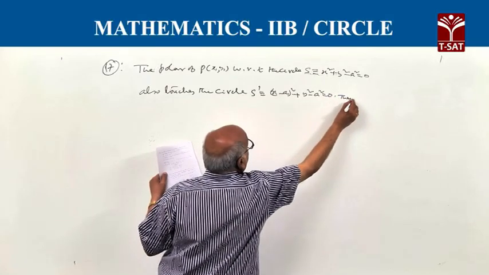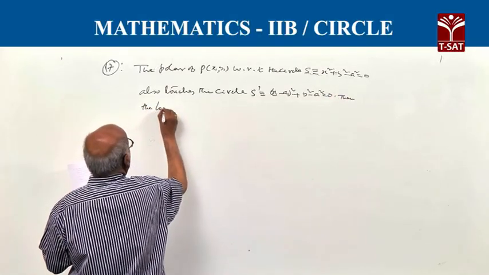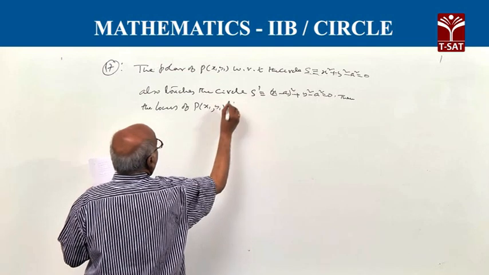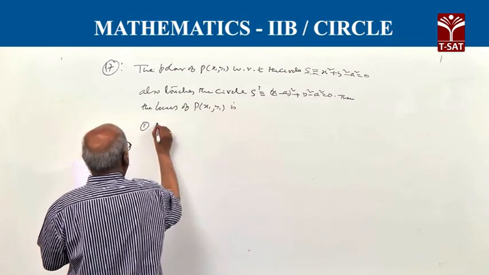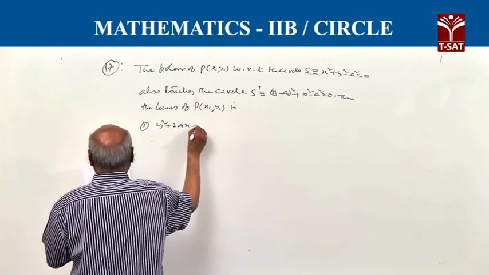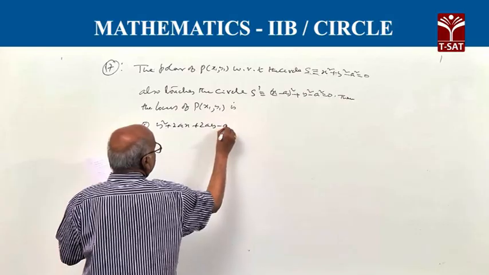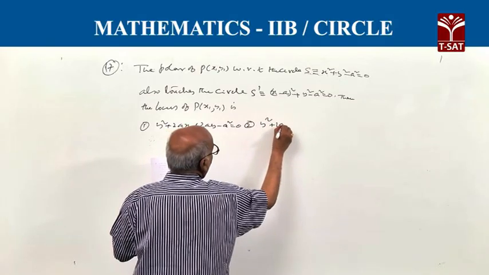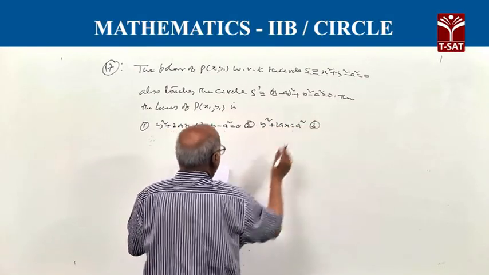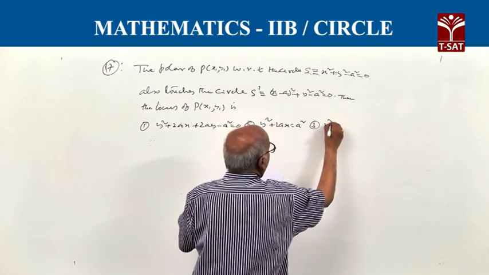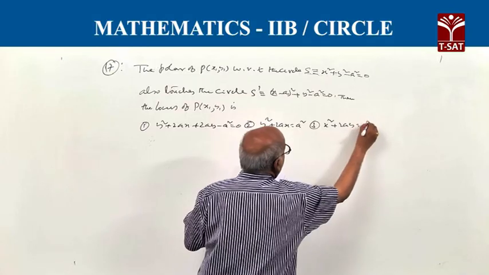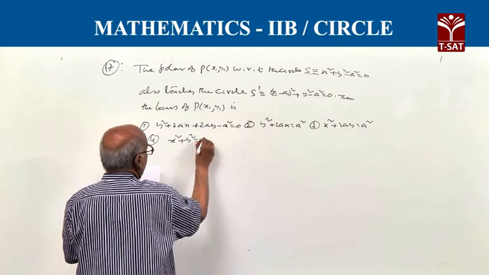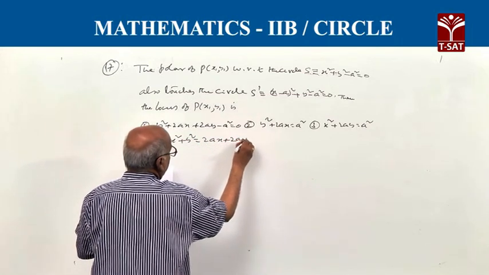Then the locus of P(x1, y1) is: number 1, y square plus 2ax plus 2ay minus a square equal to 0; number 2, y square plus 2ax is equal to a square; number 3, x square plus 2ay is equal to a square; and 4, x square plus y square is equal to 2ax plus 2ay.